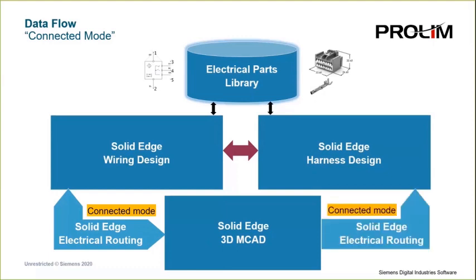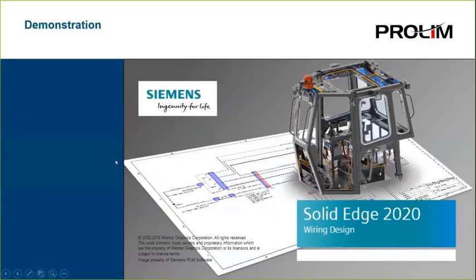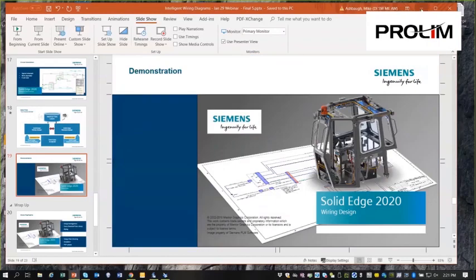And one more comment about connected mode. Some customers, users, they'd like to take the harness information from Solid Edge MCAD and send that to the harness design application. That's called 2D flattening. So that's another use if someone wanted to use the connected mode. So this is the big picture, how data flows, and it enables that true co-design that will really help us meet these design challenges that we've learned about. So let me get into the demonstration and show you Solid Edge wiring design.